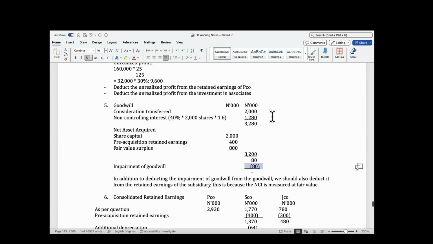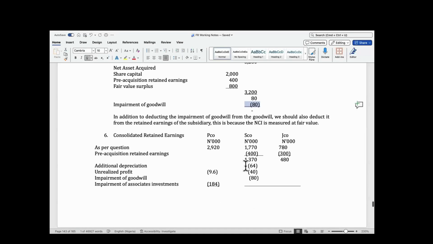Now, this entire 80, because NCI is measured at fair value, NCI too will suffer in this impairment. So this impairment loss will be deducted from the retained earnings of the subsidiary so that NCI too can have a share of that loss. If NCI was measured at proportionate share, it's the parent alone that will have suffered the loss, and we would have deducted this loss from the retained earnings of the parent alone. But now, the two of them have to suffer, both parent and NCI. Now, the consolidated retained earnings.